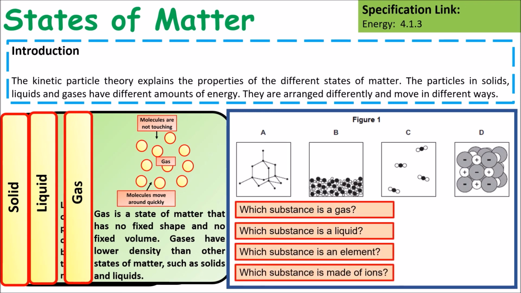If we look at this diagram, there are four questions that you could be asked: which substance is a gas, which substance is a liquid, which substance is an element, and which substance is made from ions. Have a quick think about this. The substance that is a gas is C, the substance that is a liquid is B, the substance which is an element is A, because A shows the structure of a giant covalent molecule, and the substance made out of ions is D, because the ions are charged.